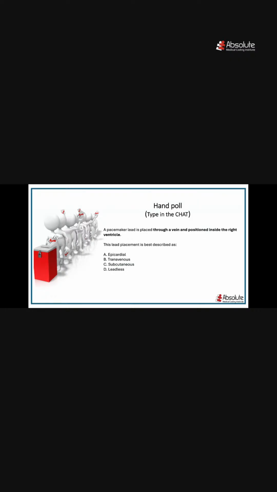A pacemaker lead is placed through the veins and positioned inside the right ventricle. This lead placement is described as option A, epicardial, option B, transvenous, option C, subcutaneous, or option D, leadless. What say you, coders? Okay, you all are super fast. There you go. Yes, it is indeed option B, that is transvenous.